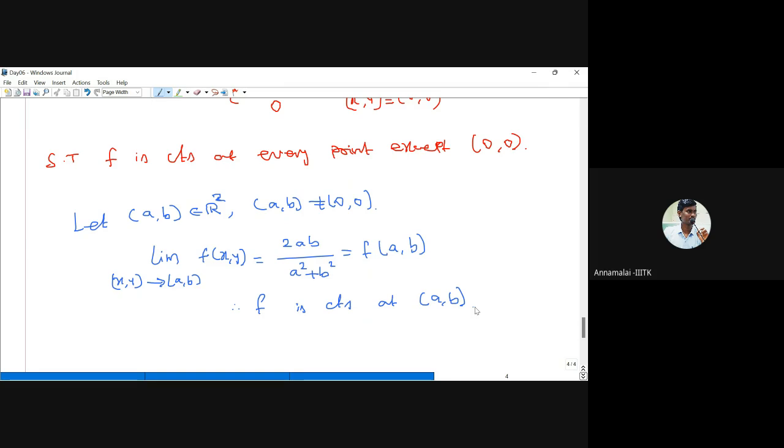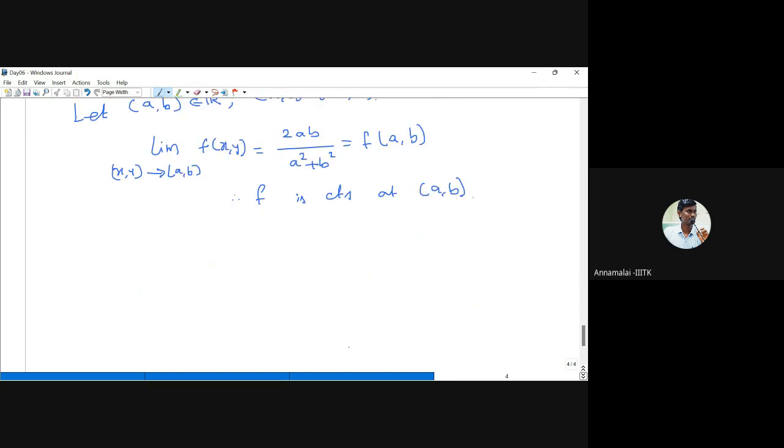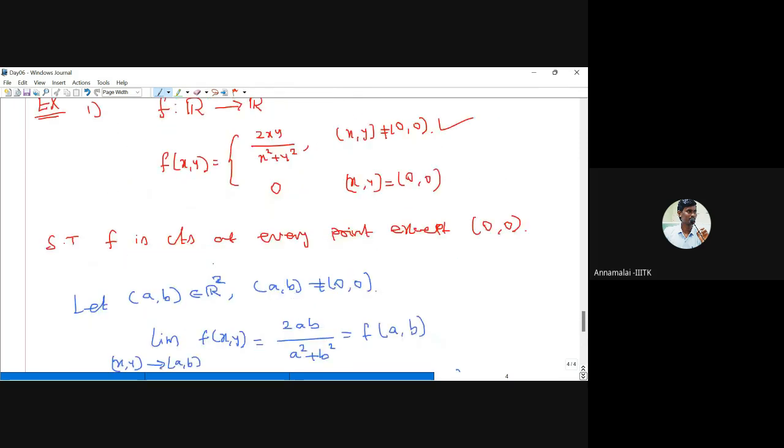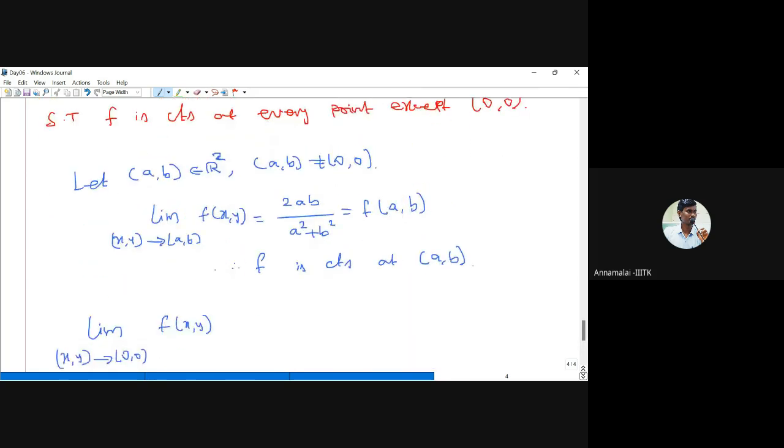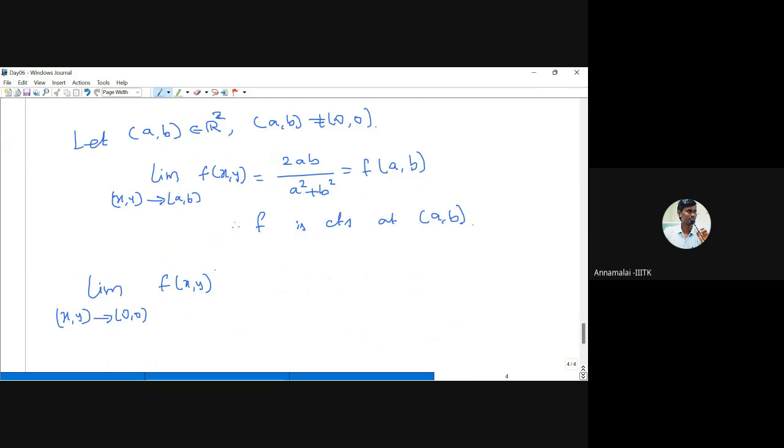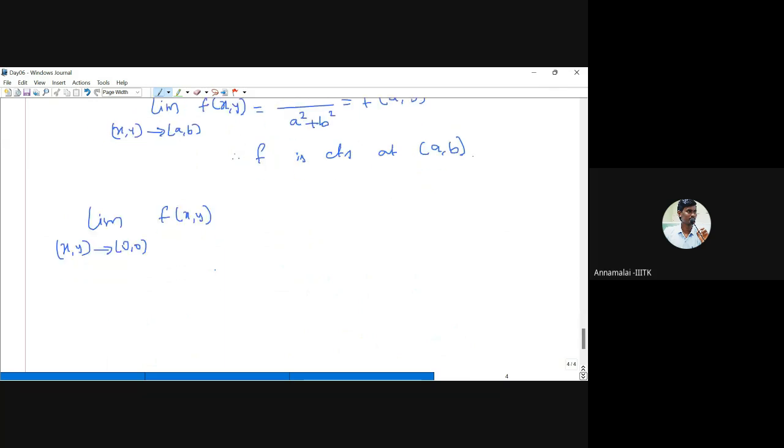Now we have to show that this function is not continuous at the point 0 comma 0. So we have to find the limit as x comma y approaches 0 comma 0 of f of x comma y. If you directly substitute 0 0, you will get 0 by 0, so we cannot substitute the values 0 0 directly. So how do we solve this one?